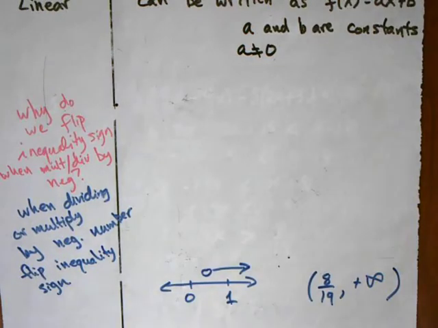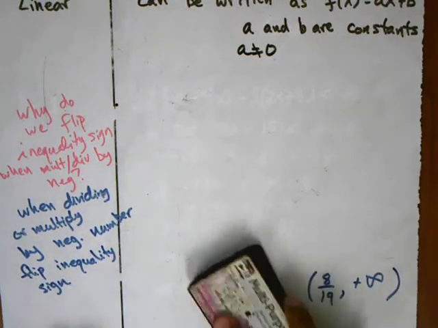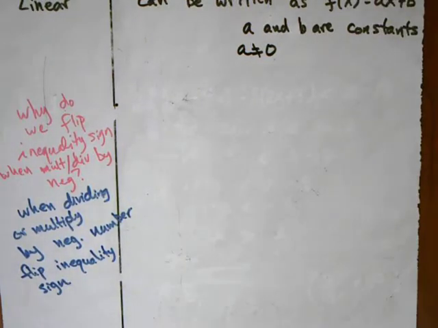So in that first example, we had to flip the inequality sign at the end. We erase all this stuff here. And I've posed the question here in red: why do we flip the inequality sign when dividing or multiplying by a negative? This is something that we learn in our early algebra classes, but the reason for it isn't always clear. So let me just give you an example.